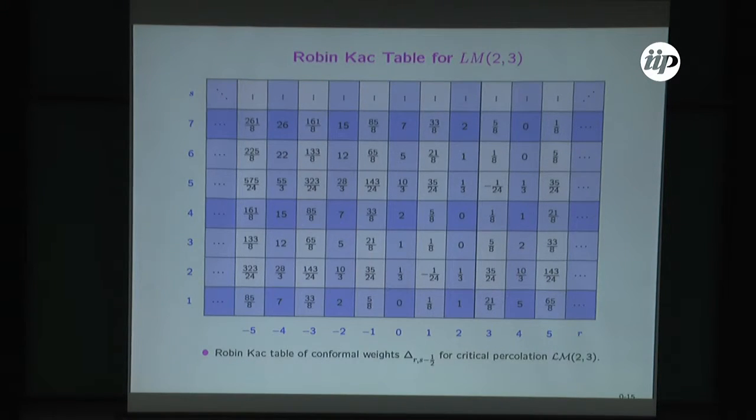So that means that we can start to put together CATS tables for these Robin boundary conditions. So this is just one. This is for LM(2,3), that's critical percolation. And you can see in the position 0, 1, so this is R equal to 0, S equal to 1, so that's 0, a half. That's the Robin vacuum of Jacobsen and Saleur.